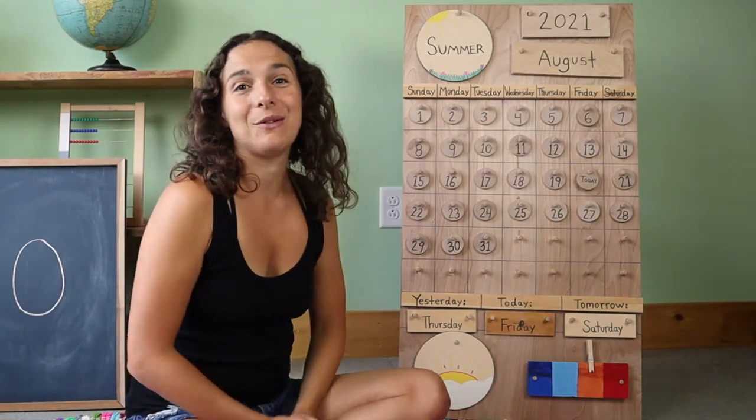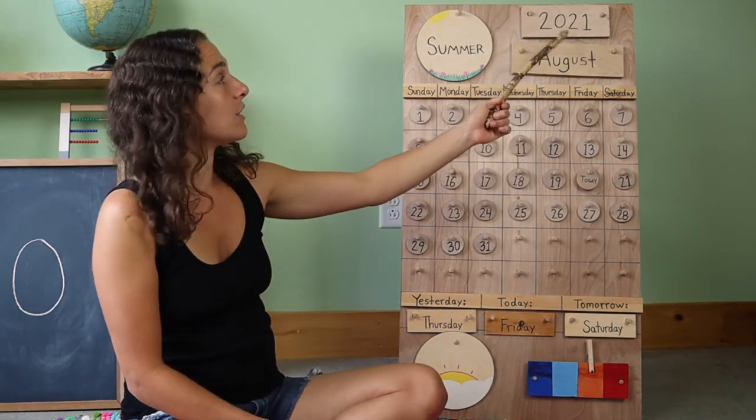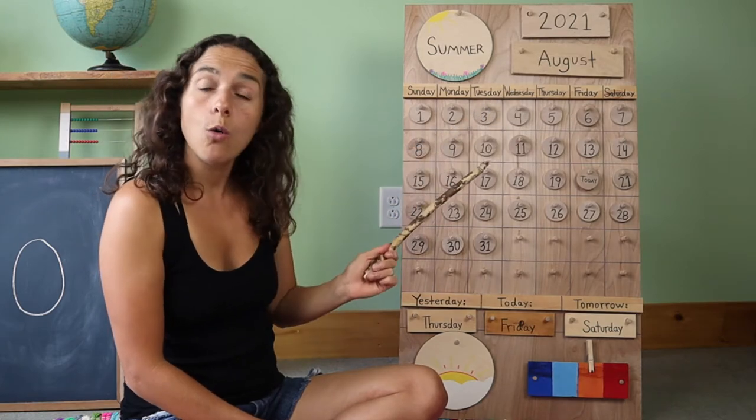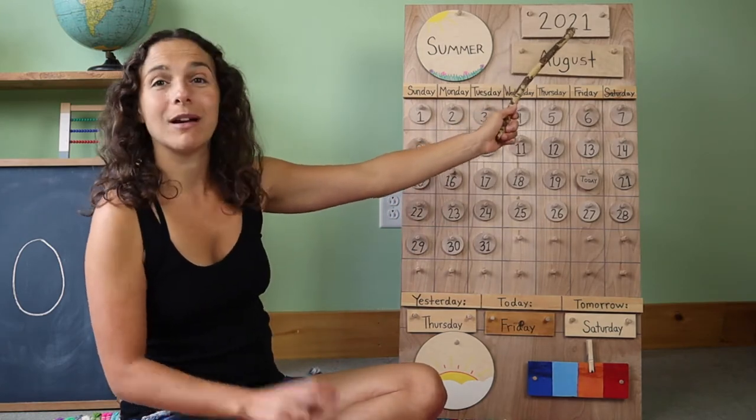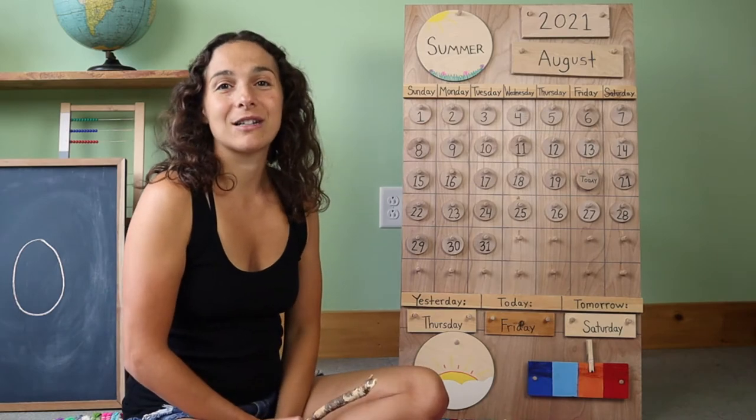There are two ways that you can say the year. You can say that it's 2021, or you can say that the year is 2021. Both of those ways are correct.